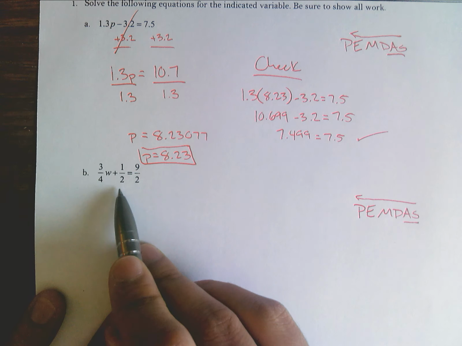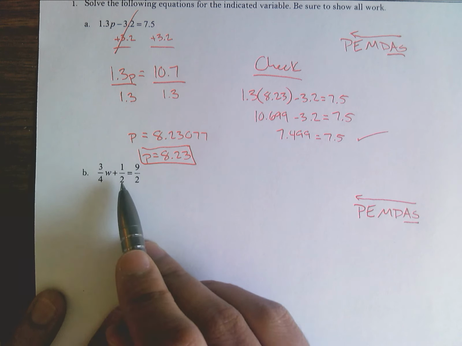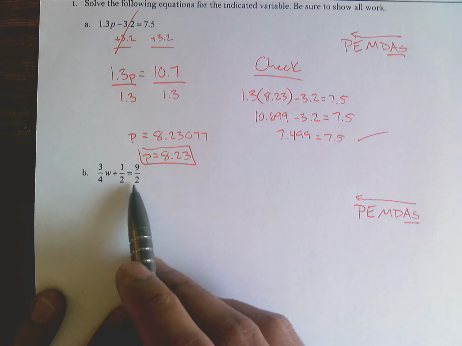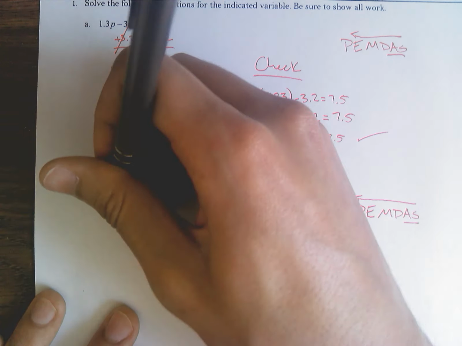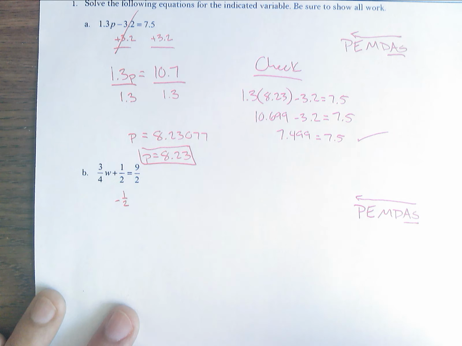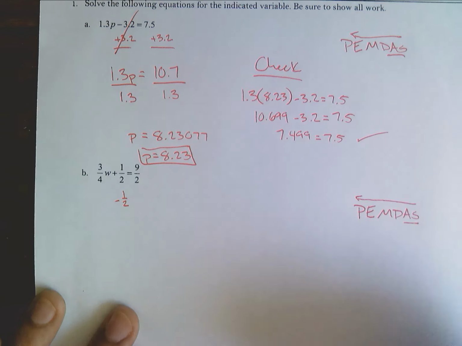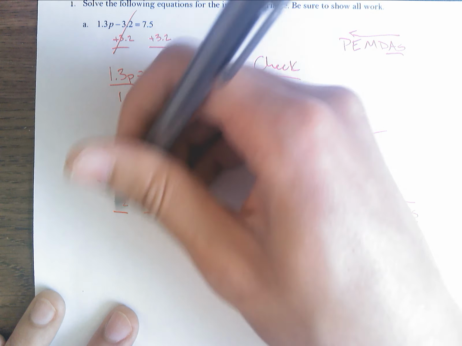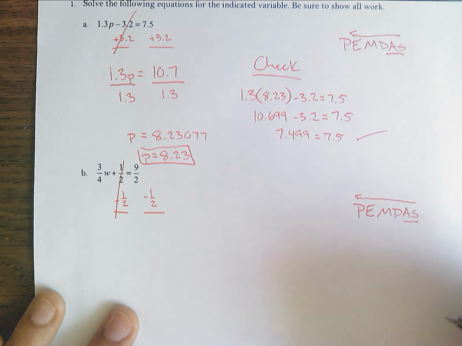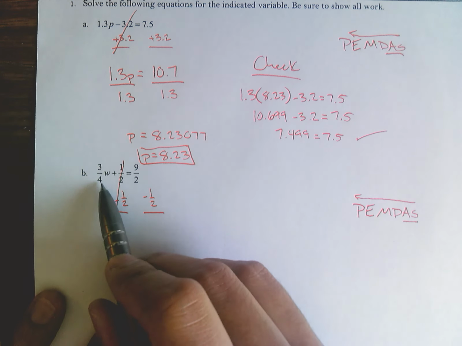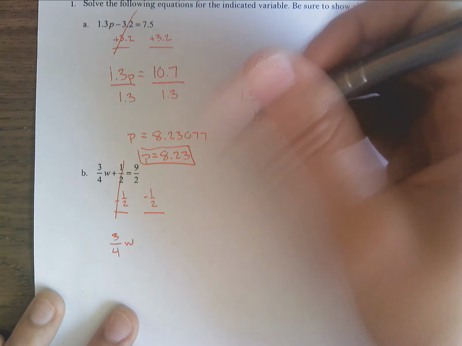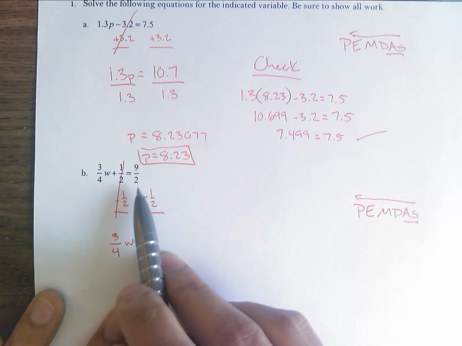We have plus 1/2. Now we're going to treat this 1/2, this 1 over 2, as just its own number, just like we would with integers. So instead of plus 1/2, in order to get rid of that, we have to do the opposite, minus 1/2. And if we do that to the left-hand side of the equal sign, we also have to do it to the right-hand side. So this plus 1/2 and the minus 1/2 cancels. And all that's left on the left-hand side is this 3/4 W, or 3 over 4 times W. Bring down the equal. And then we have 9/2 minus 1/2.